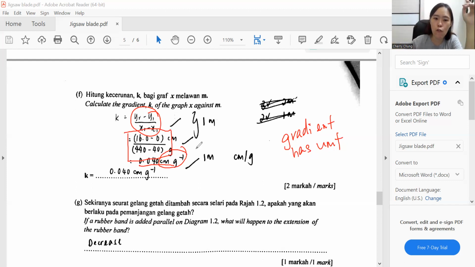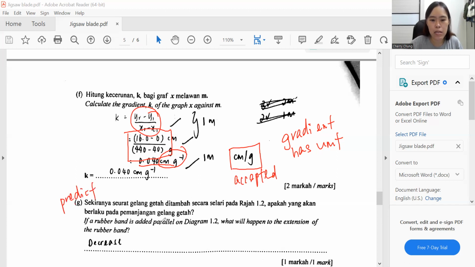So as you know, your formula is y divided by x. So your gradient's value also will be y divided by x. Okay, I will ask you to write it down in cm^-1 like that. But if you write it in this format, cm per g is also accepted.